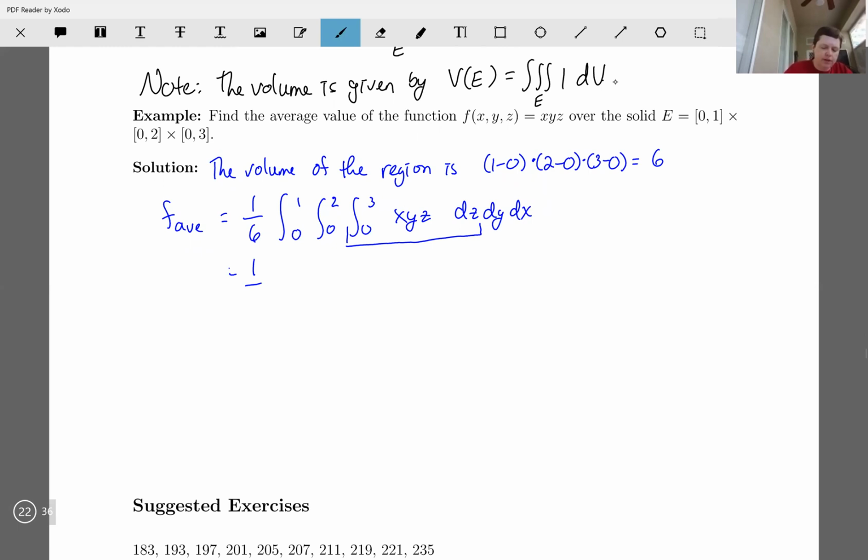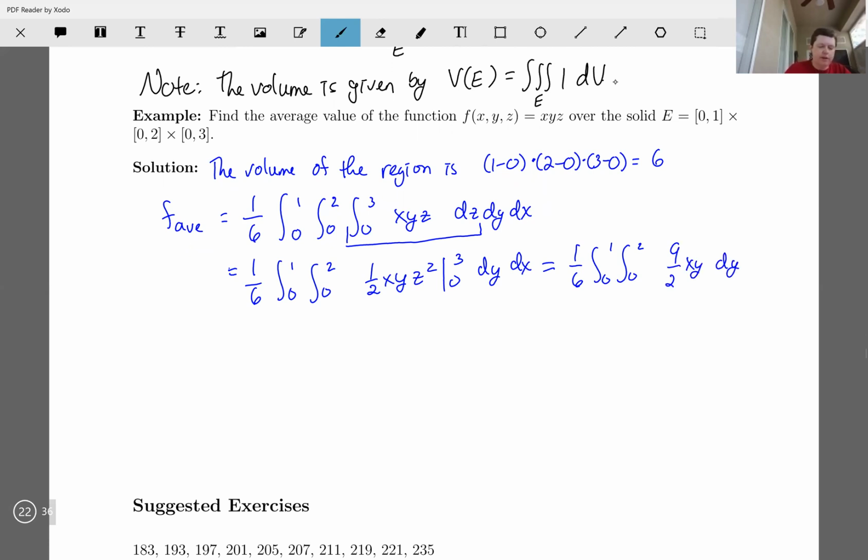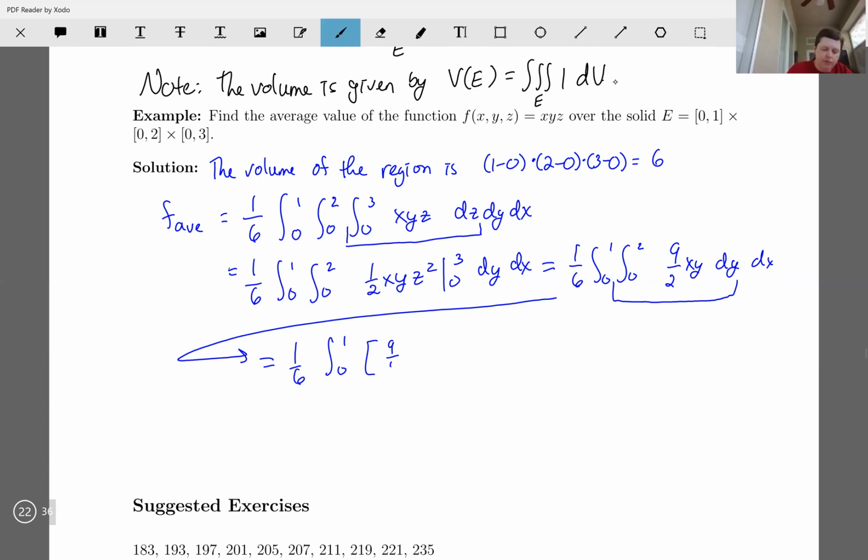So I'm going to have 1/6 times the integral 0 to 1, 0 to 2. When I'm integrating with respect to z, I'm going to get 1/2 xyz squared from 0 to 3, plugging in our limits. That's going to give us 1/6, 0 to 1, 0 to 2 of 9/2 xy dy dx. So then I'm going to integrate with respect to y. That's going to give me 1/6 integral from 0 to 1 of 9/4 xy squared. Plug in the limits. So I'm going to get 1/6 integral from 0 to 1 of 9x dx.